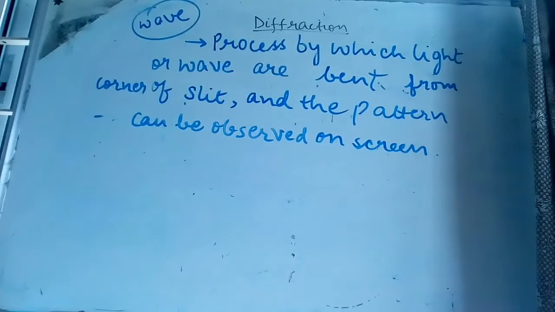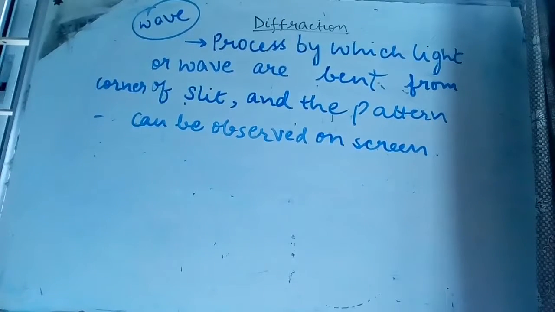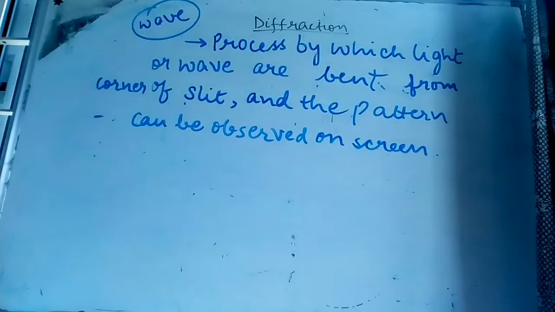Good evening everyone. Today we are going to understand a new topic, diffraction. Diffraction is one of the properties of light which proves the wave nature of light, meaning that light is a form of wave too. So today we are going to discuss this diffraction, and how it proves that light has a wave nature.